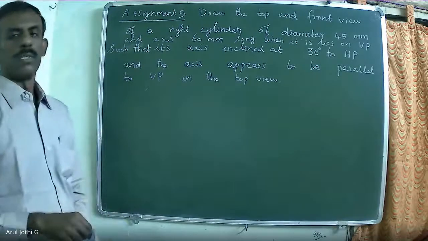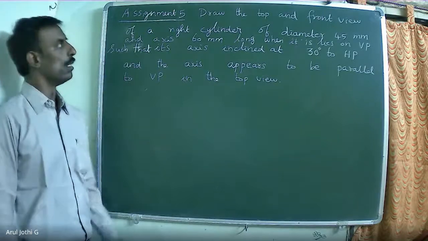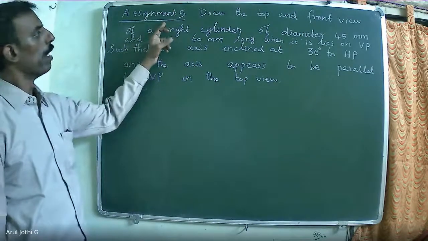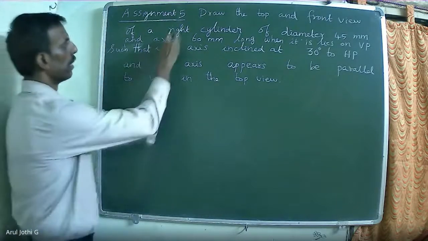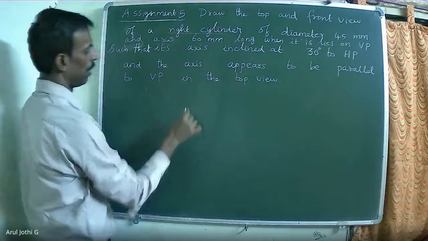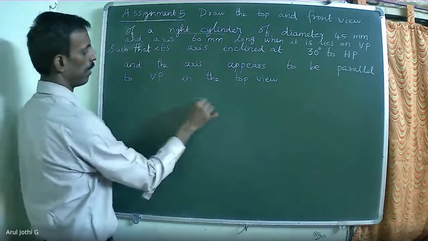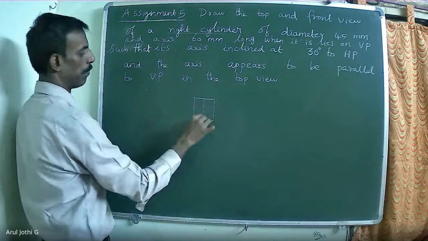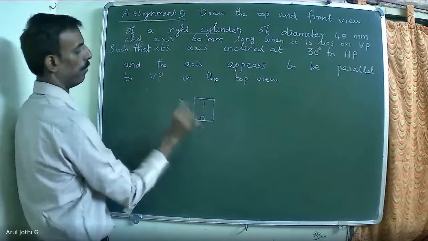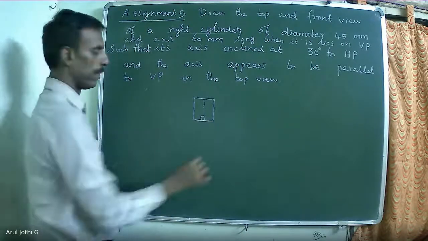Good morning, students. In this video lecture, we are going to see the assignment problem number 5. So, a right cylinder. What is meant by right cylinder? The axis of the cylinder is perpendicular to the base, that will be called a right cylinder.